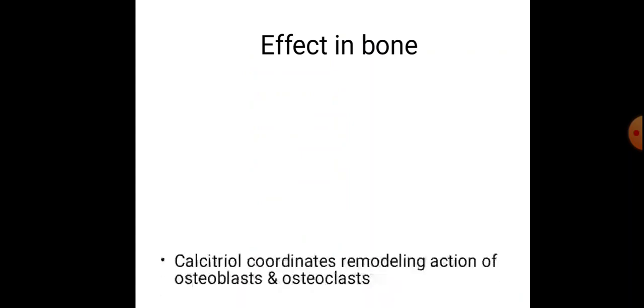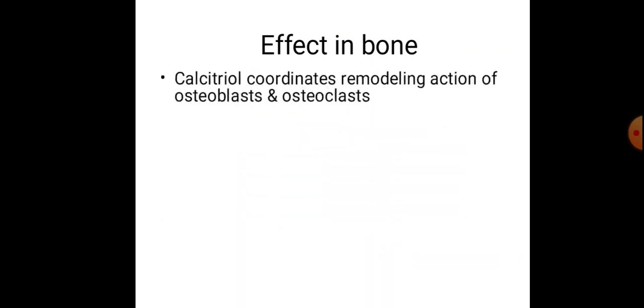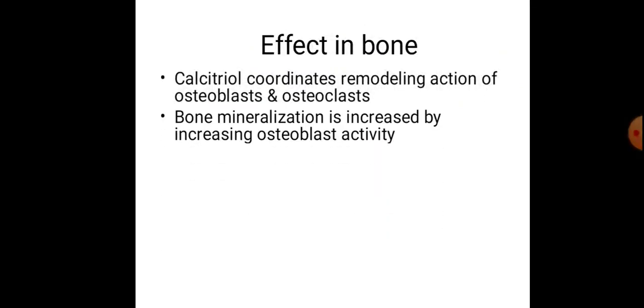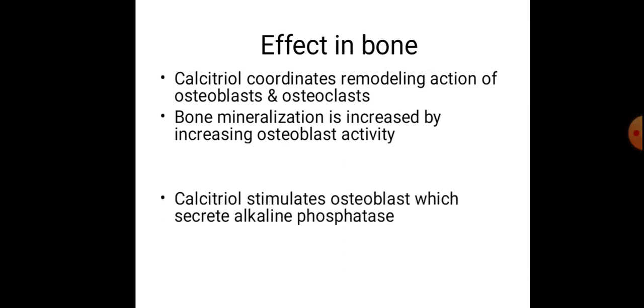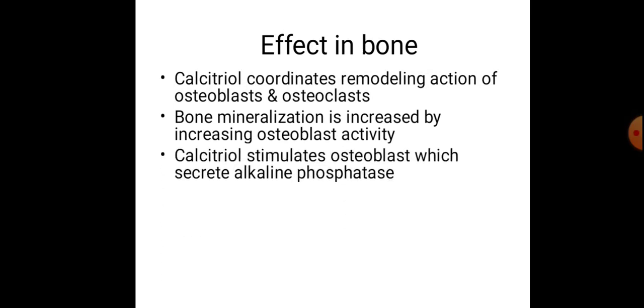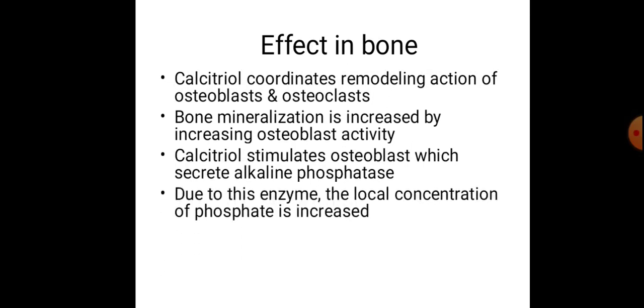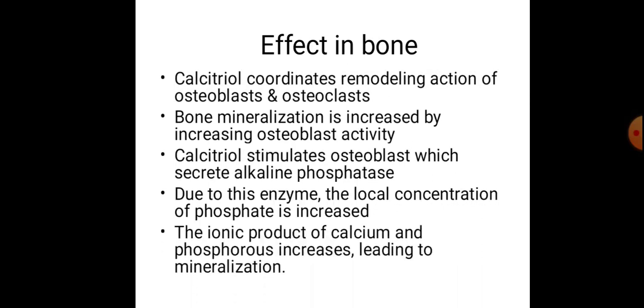Next is the effect on bones. The calcitriol coordinates the remodeling action of osteoblast and osteoclast. The bone mineralization is increased by increasing osteoblast activity, and the calcitriol stimulates osteoblasts, which secrete alkaline phosphatase. Due to this enzyme, the local concentration of phosphate is increased, and the ionic product of calcium and phosphorus increases, leading to mineralization. So, how does vitamin D affect bone?